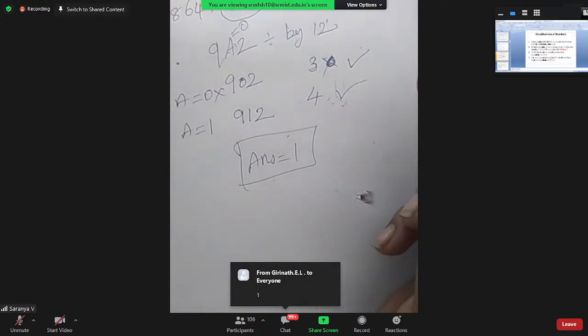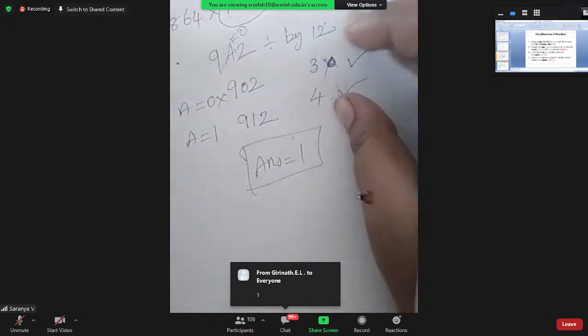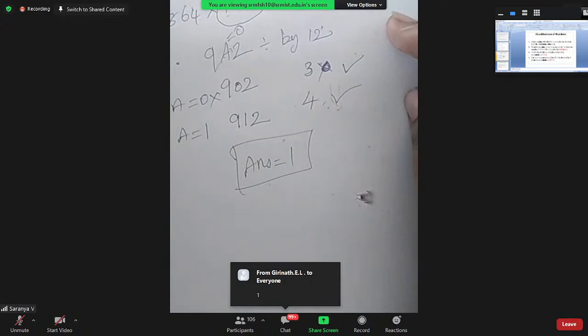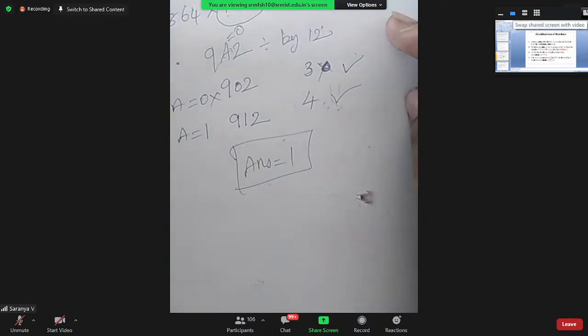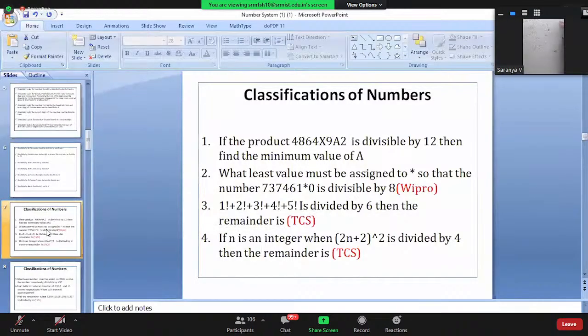Next question. Can you try the next question? What least value must be assigned to star so that the number 73746 star 0 will be divisible by 8? That is also one of the placement questions.